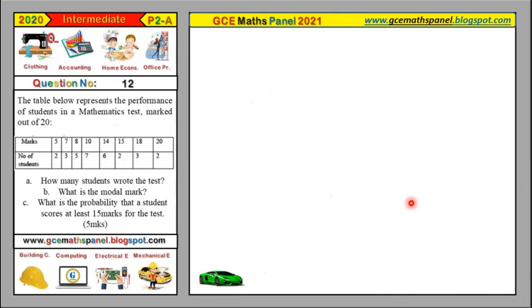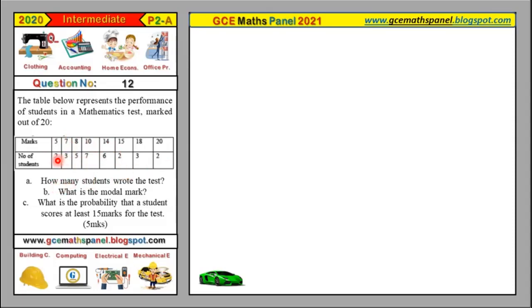Question 12. The table below represents the performance of students in a mathematics test on 20. So you have on 20, 2 students scored 5, 3 students scored 7, and so on until 2 students had 20 on 20. Some have the 5 on 20 as usual. They'll always be there, though our mission is to see that we cut down on this type of marks. So how many students wrote the test?